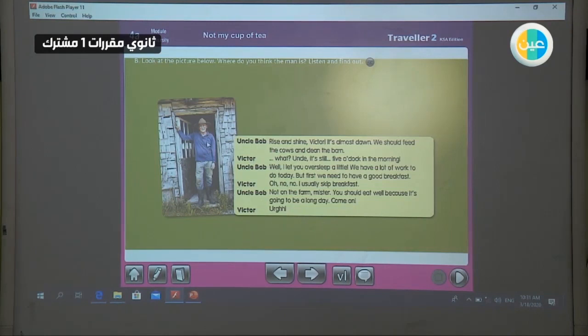Uncle Bob, the person in the picture, says rise and shine. It's a good way to tell someone to wake up. Victor, it's almost dawn. Dawn is the first hour of the morning. We should feed the cows and clean the barn. Feed, here it's a verb that means to give food. And the barn is the place for animals to stay and feed.